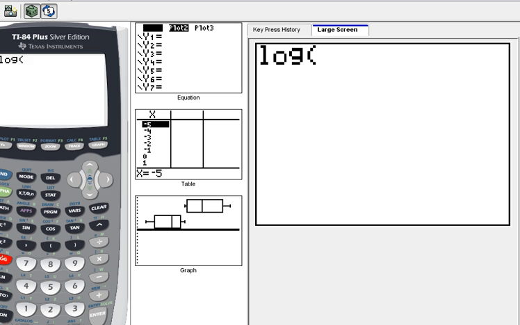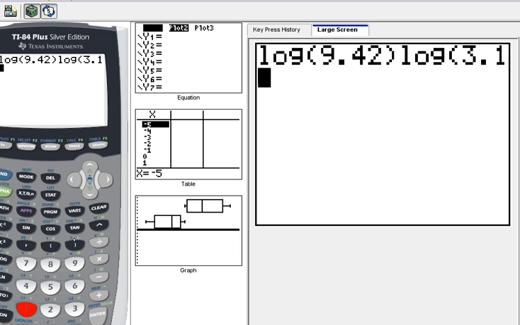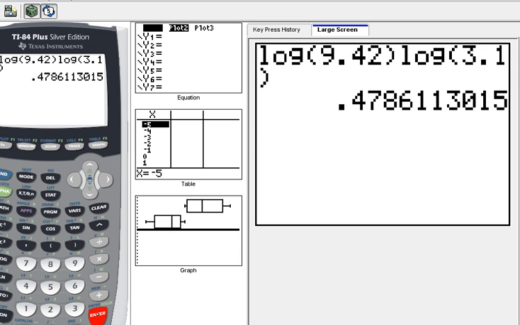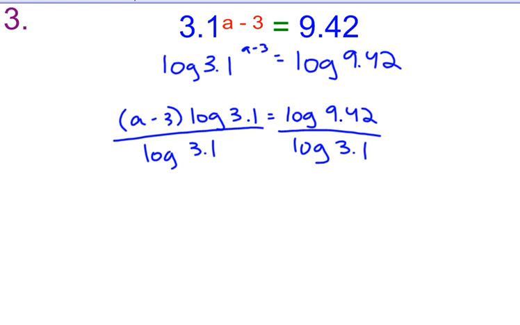Go log of 9.42 divided by the log of 3.1. And I'm showing you this. I know you could punch this in quick. The only reason I'm showing it to you is because I want you to see that you would keep this decimal on your calculator. So I have 0.4786. So I would have a minus 3 equals approximately, sorry, I already rounded, 0.47, hold on, what did I get here?